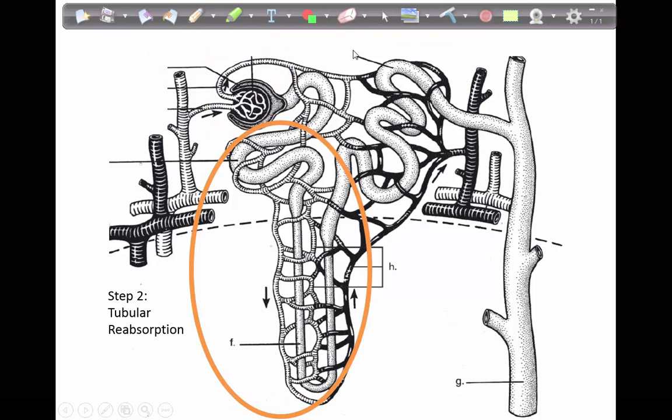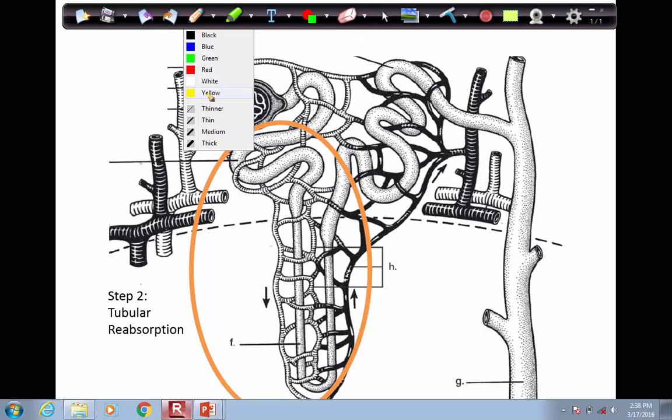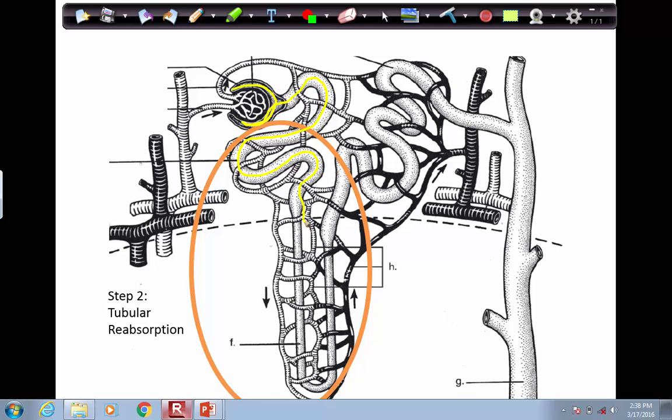In the second step, tubular reabsorption, we are looking at substances moving out of the tubules. So the filtrate, which started formation in the glomerular capsule, will continue to travel in both the proximal convoluted tubule and then in the loop of the nephron.